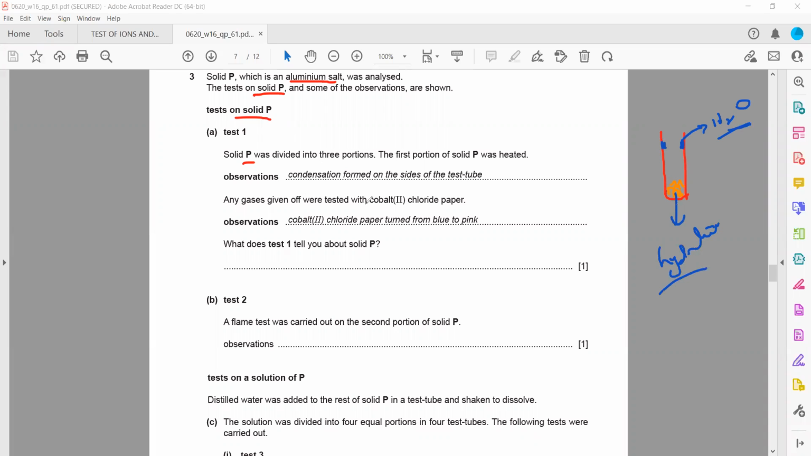Any gas given out was tested with a cobalt chloride paper. Actually, this is a test to check the presence of water. So the cobalt chloride paper turned from blue to pink. So this gives an idea that there is water. So what does test one indicate? It means it is a hydrated salt, or you can also mention it contains water of crystallization.